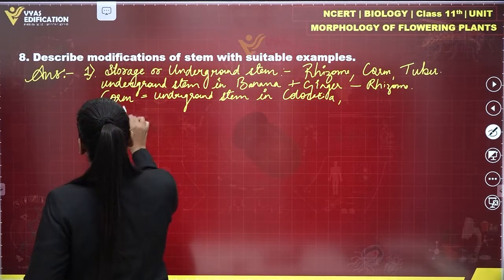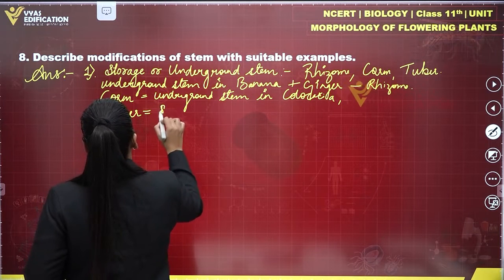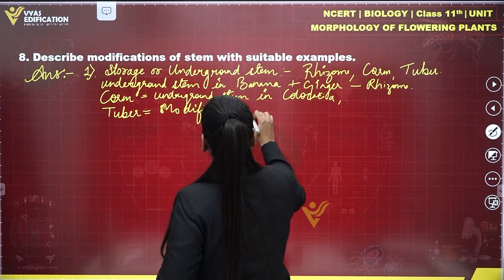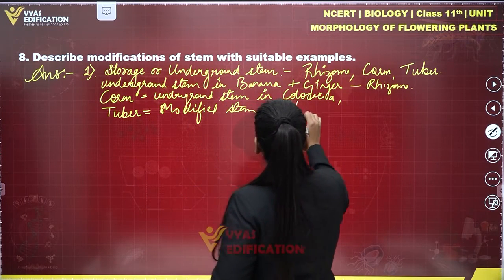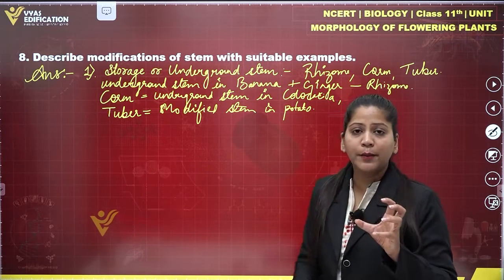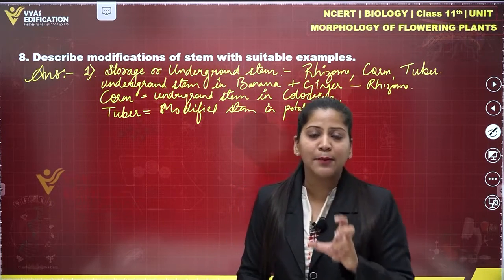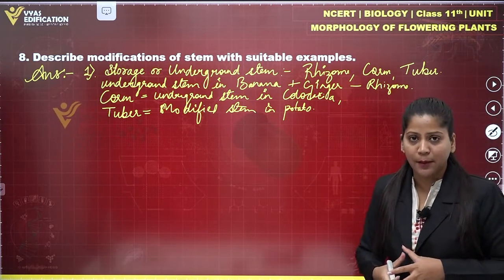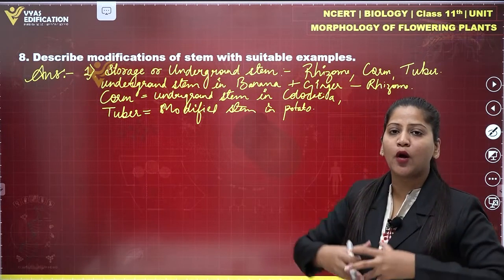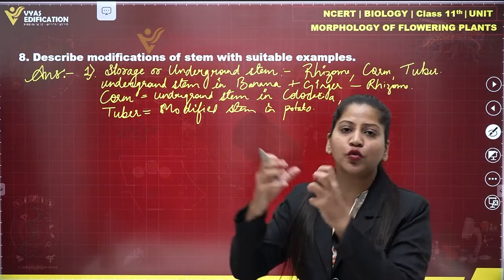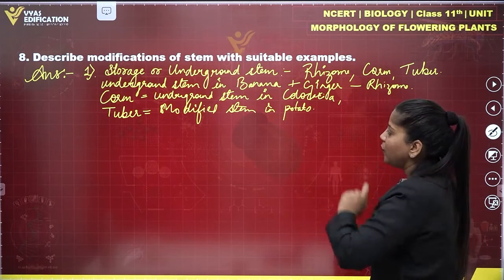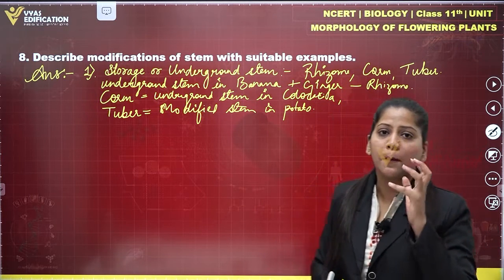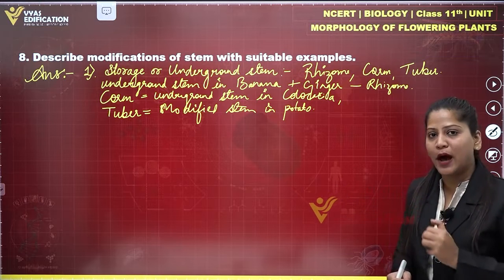Tuber is also a modified stem. It is modified stem in potato. This is swollen because it stores food. Alright, this stem is swollen because of accumulation of food. We eat this, and potato is a stem. The stem of potato is known as tuber because it is swollen and is modified to store food in it, right? This tuber of potato bears eyes, and these eyes of tuber possess buds, which are going to give rise to new plant of potato.